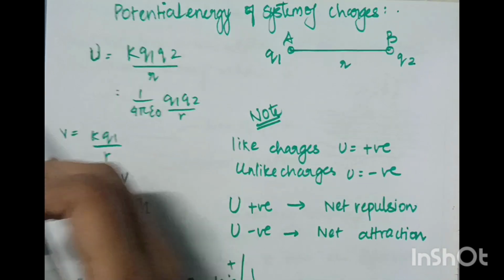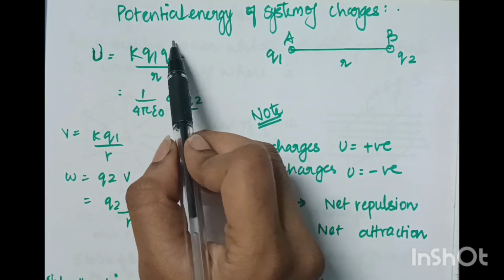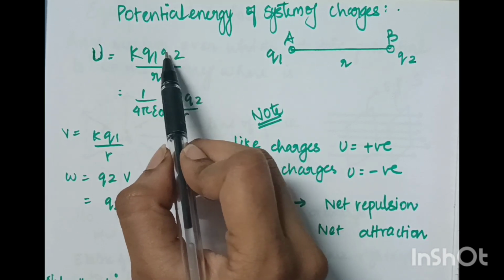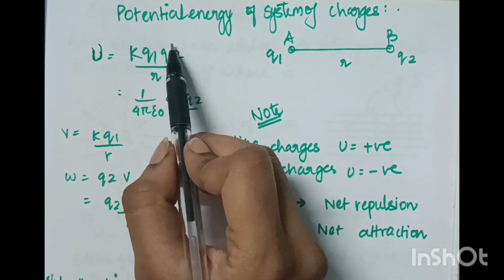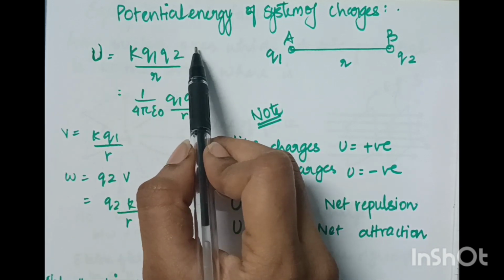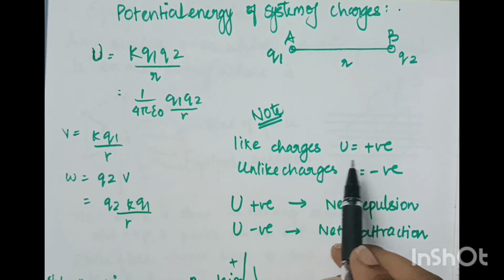Why? Because please see q1 and q2. This is positive, this is also positive. So the total result is positive, plus into plus, plus. Similarly, if both are negative, then it is minus into minus, again plus. So for the system of like charges, potential energy is positive.